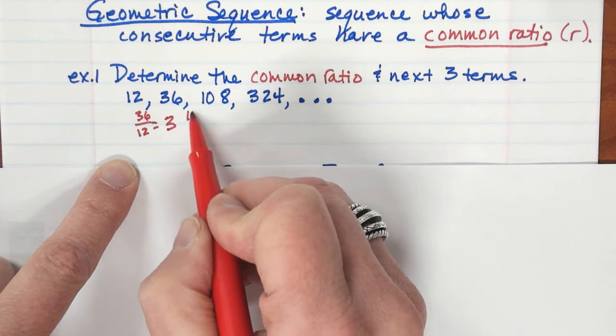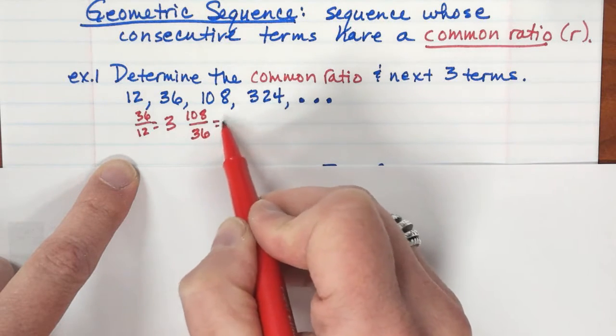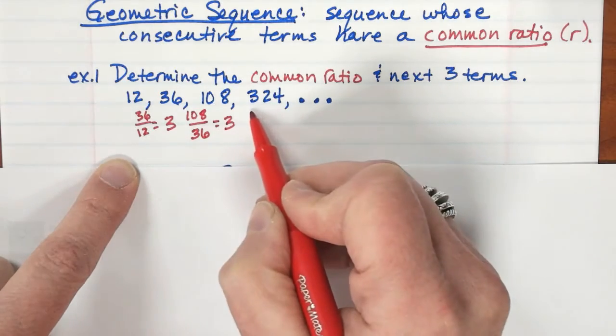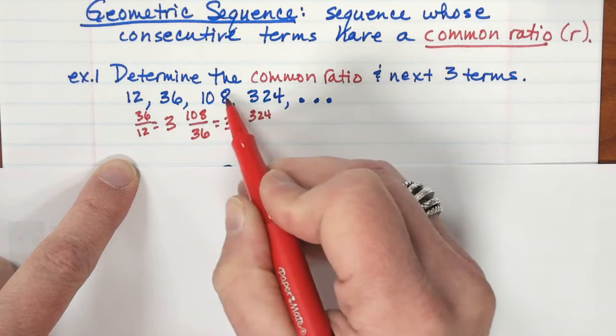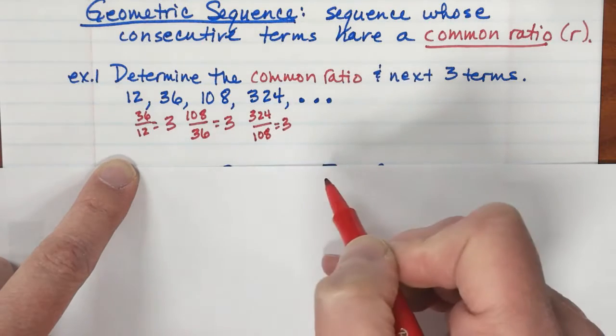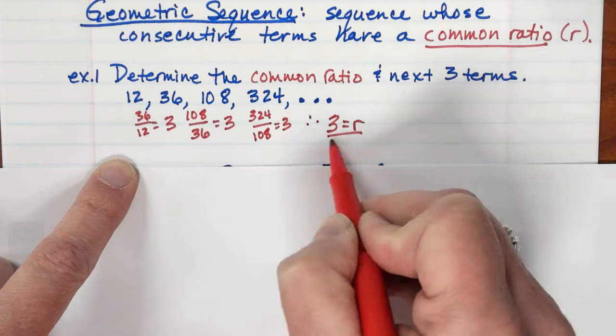So if I take 108, does that hold true? Is that the same ratio? Yes, I get 3. And likewise, if I take 324 and I divide it by 108, do I get 3? Yes. Therefore, 3 is my ratio.